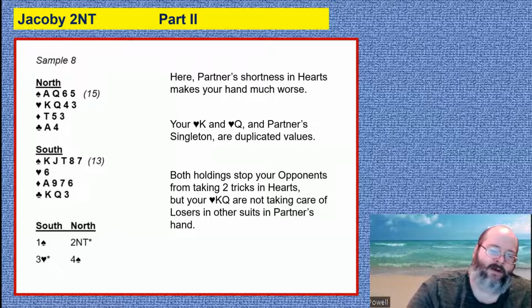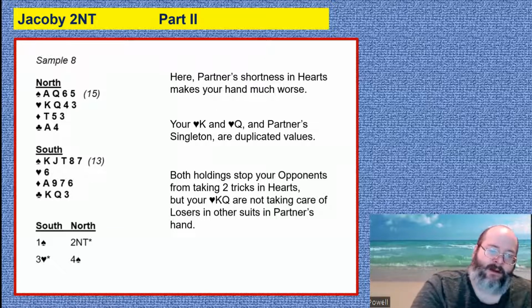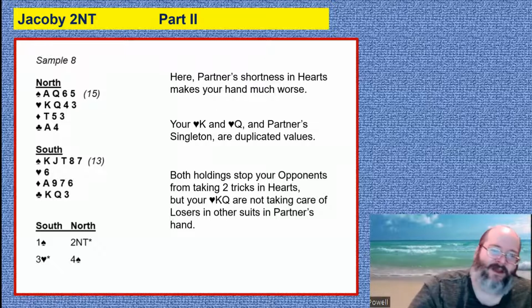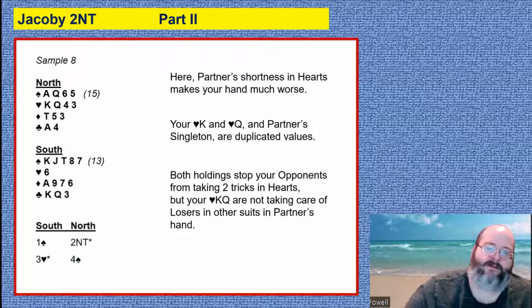You would look at it and you say, okay, my points are not working here. I'm going to try and stop, right? So four spades would say, sorry, I heard your singleton, it doesn't help me. I have duplicated or wasted values. I don't want to be in six, right?